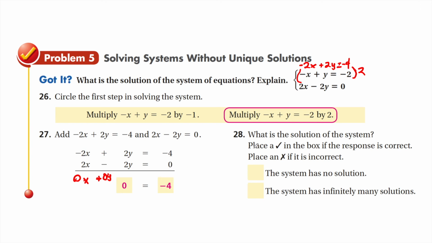Well, what is the solution to this system? If 0 equals negative 4, that doesn't make sense. And since it doesn't make sense, there is going to be no solution. These lines are going to be parallel.